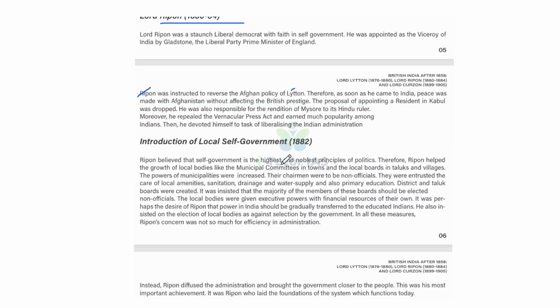Therefore, as soon as he came to India, peace was made with Afghanistan without affecting the British prestige. The proposal of appointing a resident in Kabul was dropped, and he was also responsible for the restoration of Mysore to its Hindu ruler. And moreover, he repealed the Vernacular Press Act and earned much popularity among Indians. Then he devoted himself to the task of liberalizing the Indian administration.